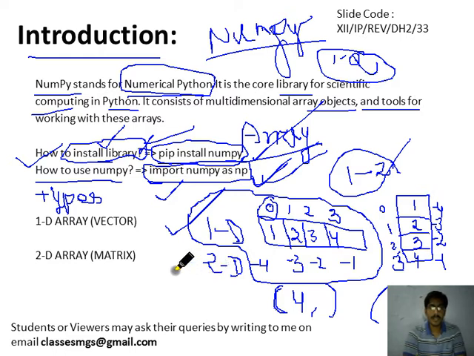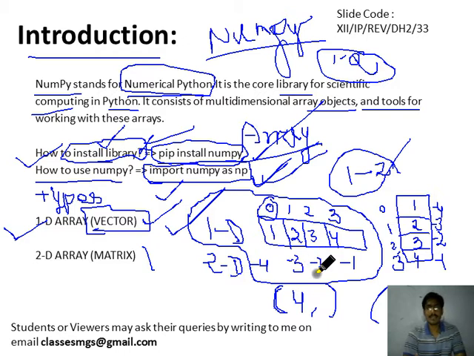Now we will look at the fact that a one dimensional numpy array is also known as a vector. This question may be asked in a 1 or 2 mark question: what is the other name of the one dimensional numpy array? Then you will write vector. Example, you can write like this. How can we create the numpy array in Python? We will discuss in the subsequent slides.